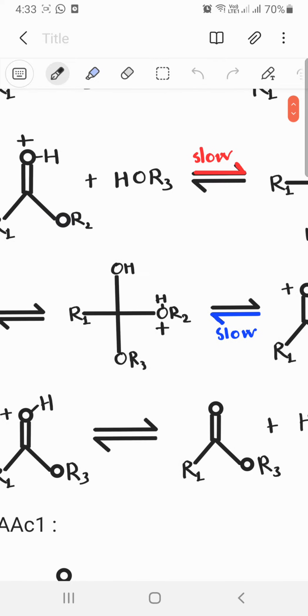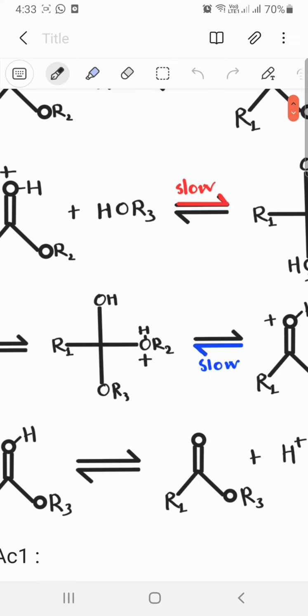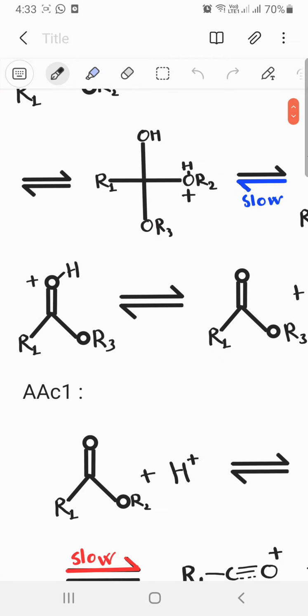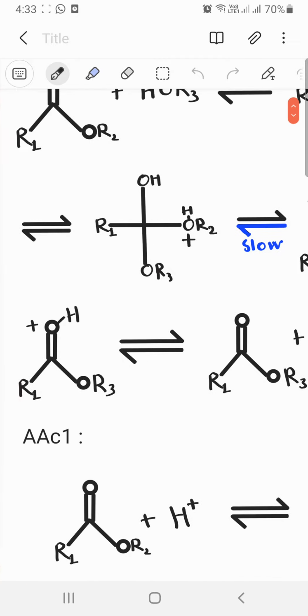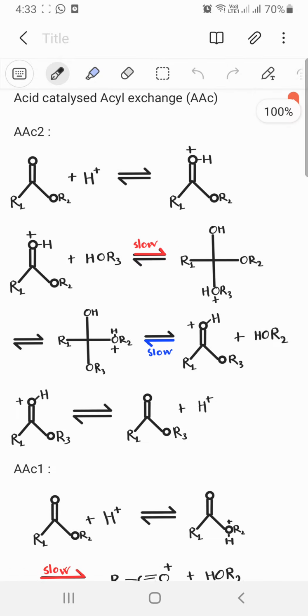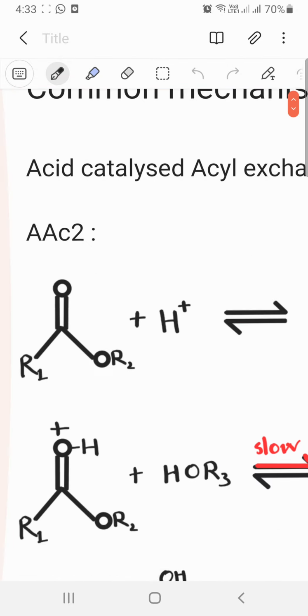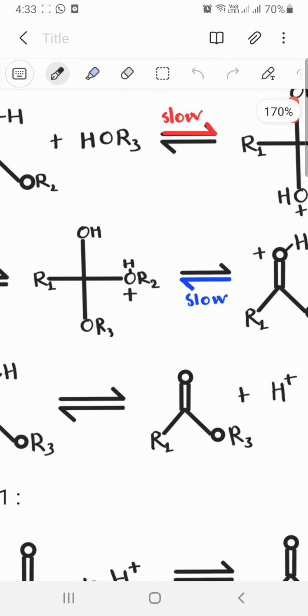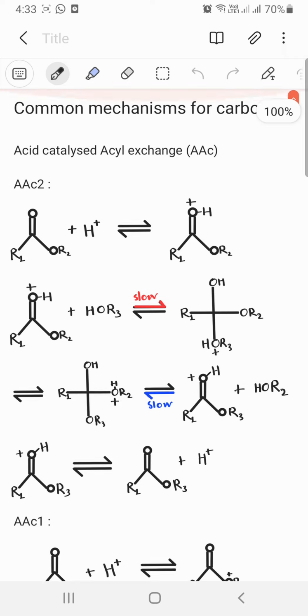After that this thing leaves, and the lone pair of the oxygen, those satisfy the carbon's valency, and from that you have this thing. And from there you can remove that H plus and get this thing. So essentially what happened is that you changed this ester into this ester, so from R2 to R3 using acid, right? And this is AAC2.